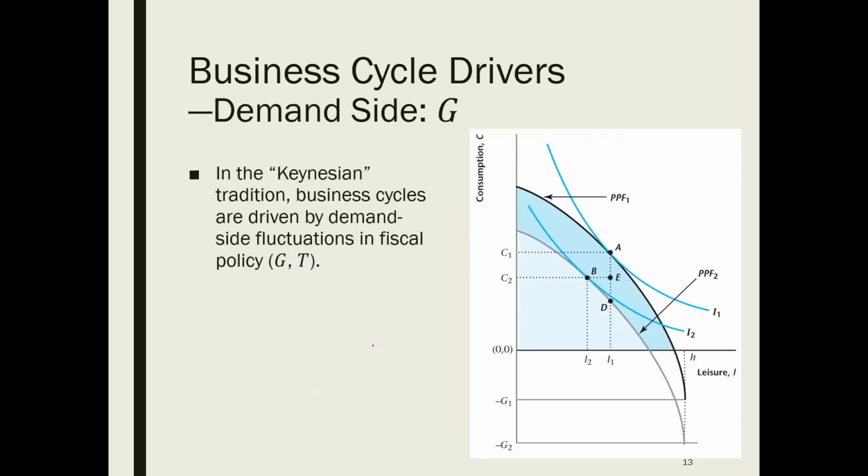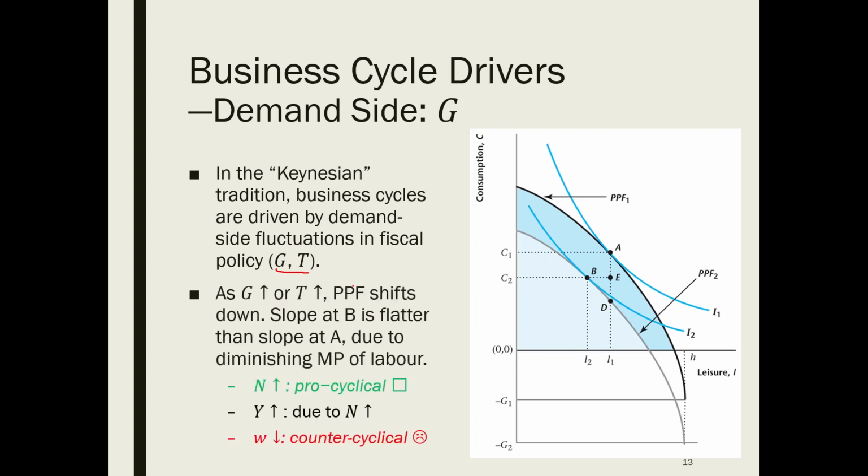Now let's turn from the supply side to the demand side. The government spending G is an exogenous variable to the system. Therefore, the fluctuations of G can lead to business cycles too. This is the opposite tradition to the classical supply-side theory, the Keynesian theory. It argues that the business cycles are mainly affected by demand-side policies like government expenditure G and taxation T. As G or T changes, PPF shifts because the minimum value is minus G.